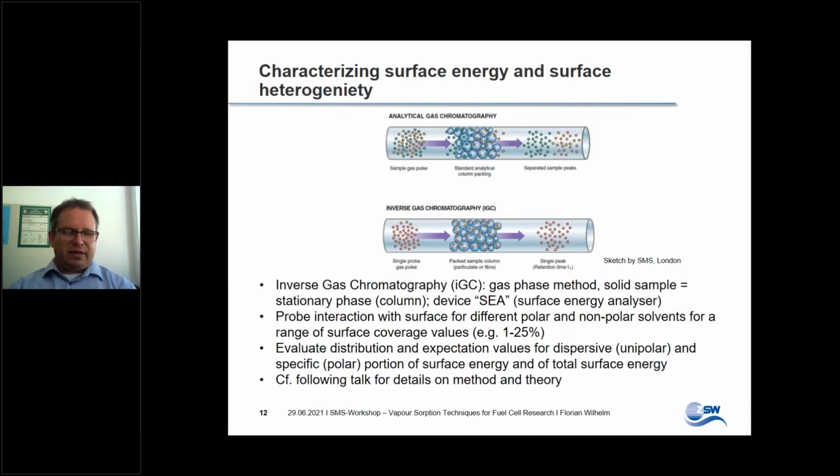What we can evaluate is the distribution and the expectation values for the dispersive or non-polar, and the specific, that is polar portion of the surface energy and of total surface energy. Details on this will be shown in the following talk, so you can go deeper into method and theory with the slides that Mei-Shan is going to show to you later.